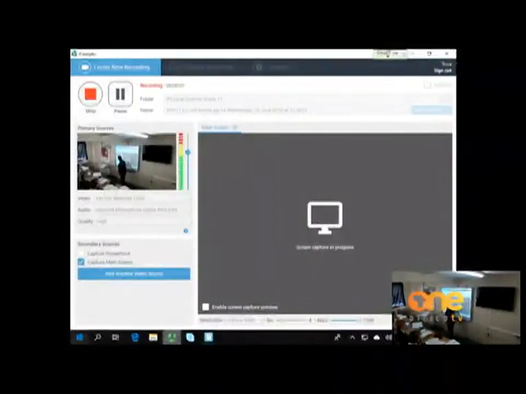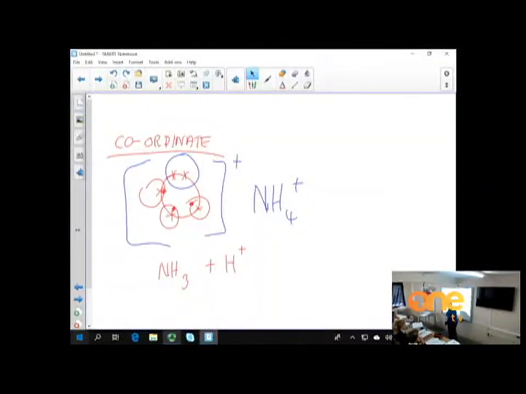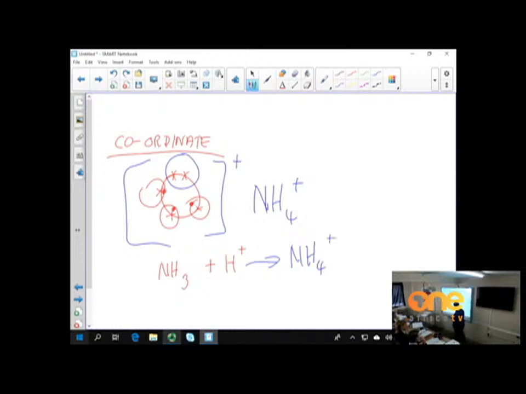Now, we must have a look at coordinate bonds. I said to you, coordinate bonds are formed when one atom gives the shared electrons and the other one doesn't have any electrons. One of the examples was ammonia reacting with a proton to form ammonium plus. The positive charge lies on the whole molecule. You can't pinpoint it to a specific part of the molecule. All right.